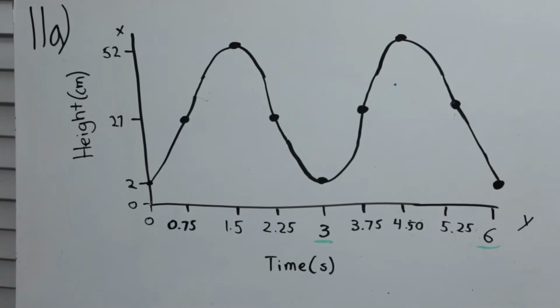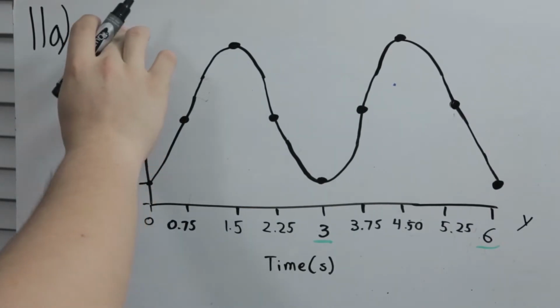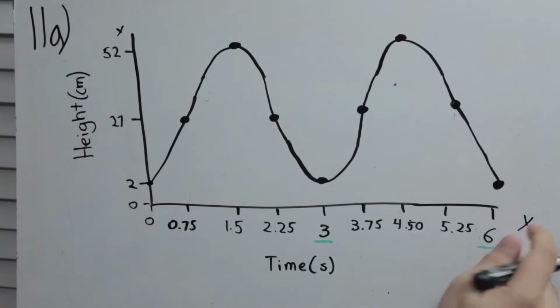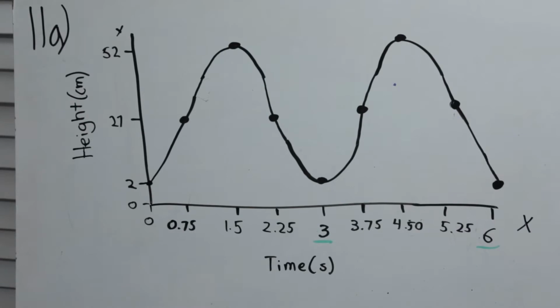The next part of the question requires that we label our axes. I made a mistake here. That has to be Y, and this has to be your X. So you label your axes, and once you do that, you're done the question.